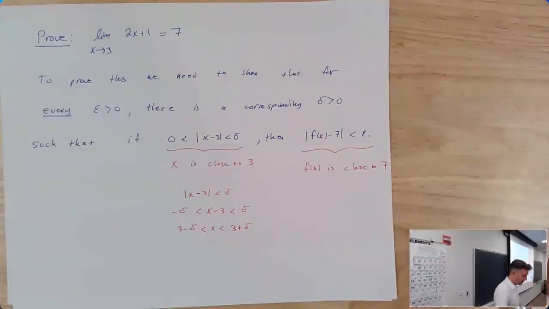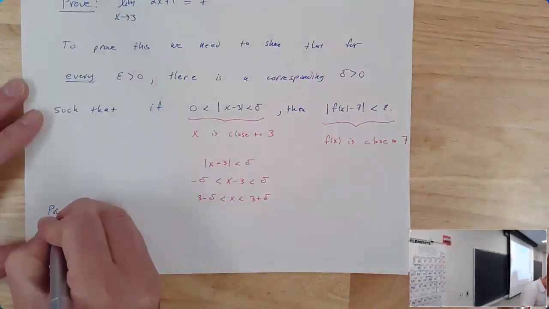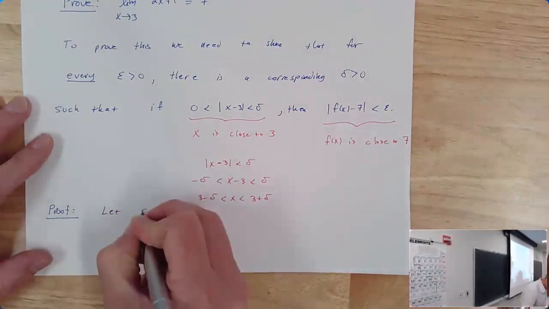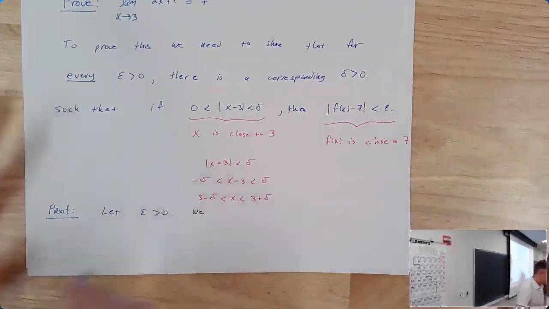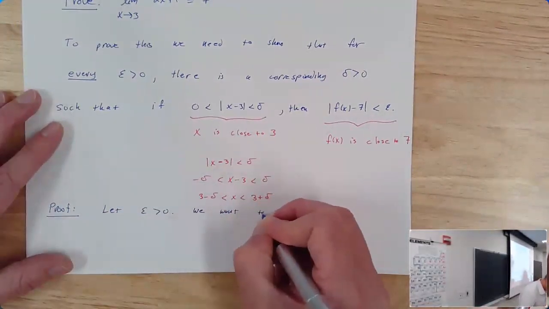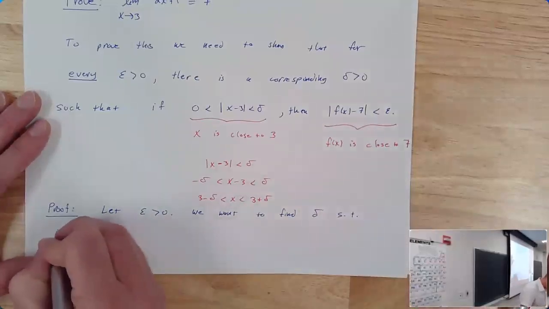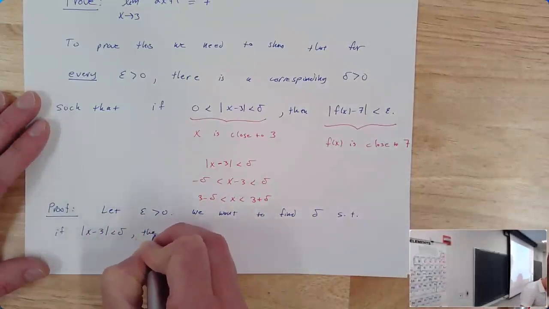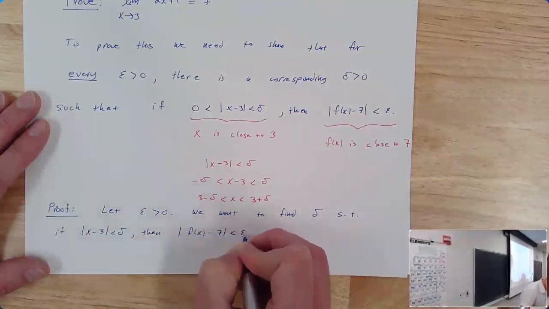So here's the way we actually typically write up the proof. Let epsilon be greater than 0. I'm usually a little wordier than some people when I write it. So we want to find delta such that if the absolute value of x minus 3 is less than delta, then the absolute value of f of x minus 7 is less than epsilon.